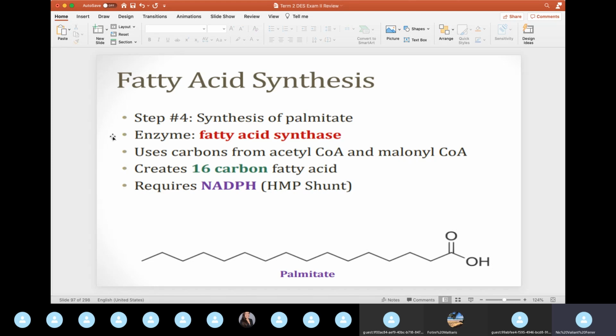What's the end point of fatty acid synthesis? Palmitate. We're gonna make a 16 carbon fatty acid. What's the enzyme for this? Fatty acid synthase. It requires NADPH from your HMP shunt.